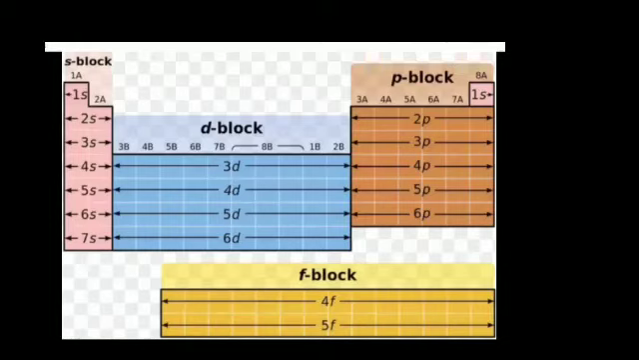The periodic table is divided into 4 blocks: s block, p block, d block and f block. The s block contains groups 1 and 2. Then groups 13 to 18 are the p block elements. Then groups 3 to 12 are the d block elements. And the lanthanide and actinide series present at the bottom are the f block. The d block elements are called transition elements.